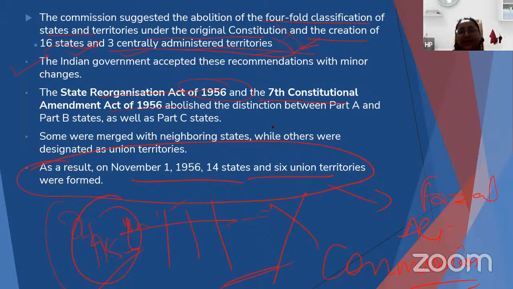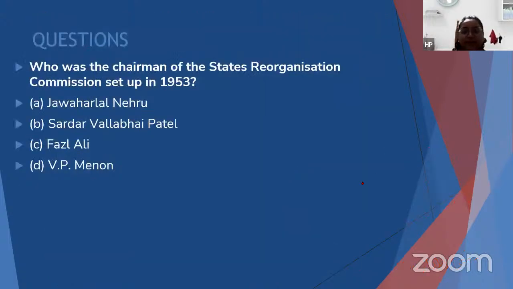1956. What did it do? It abolished the distinction of Part A, B, C, D states, and apart from that, it merged the neighboring states, while the remaining ones got designated as Union Territories. And as a result, on November 1, 1956, 14 states and 6 union territories were formed. This is all we have in Part 1 of our Indian Constitution, which covers Article 1 to 4, Union and its territories.